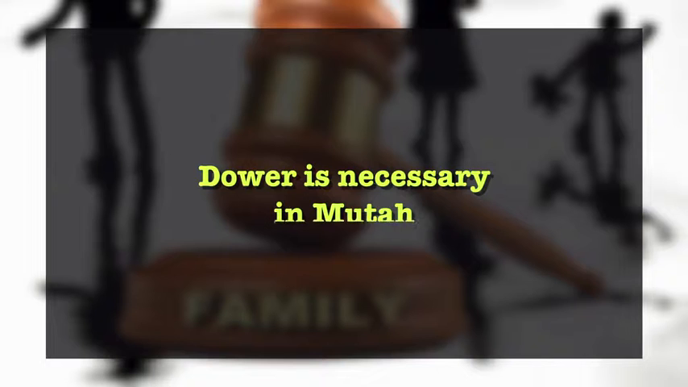Dower is necessary in mutta. The dower is a necessary condition of such a marriage. If it is not specified, the agreement is void. Where the marriage is consummated, the wife is entitled to the whole amount, if not to half the dower. On the expiry of the period where there has been cohabitation, a short iddat of 2 courses is prescribed. Where there has been no consummation, no iddat is necessary.